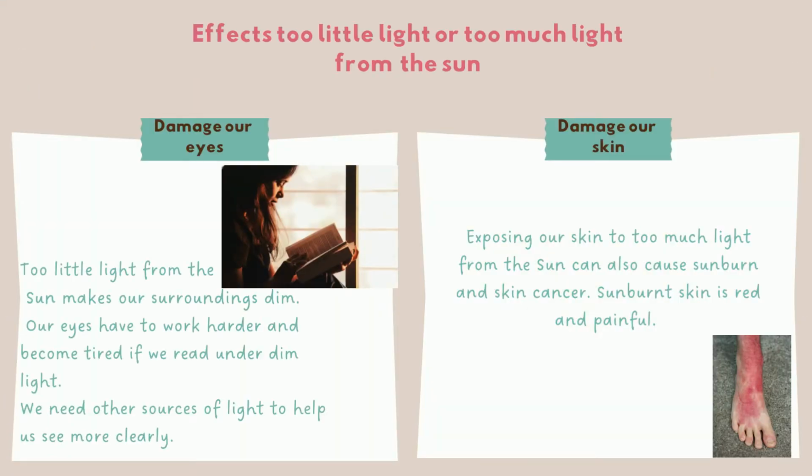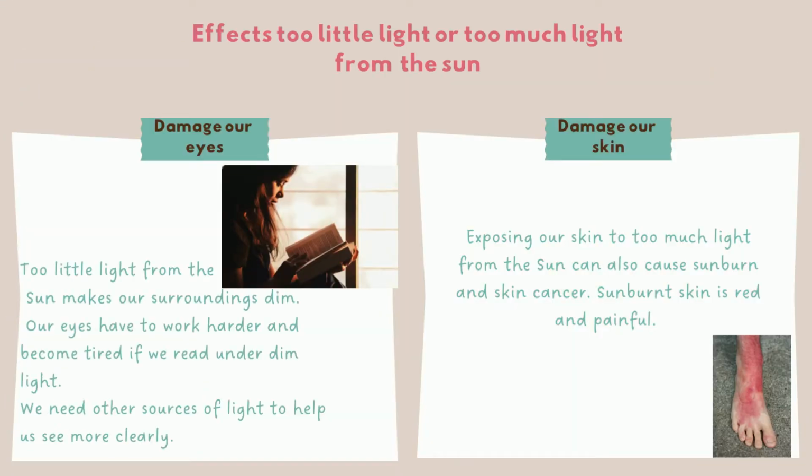Looking at the bright light from the sun can damage our eyes and cause blindness. So we shouldn't read under the dim light. Instead, we should read under bright light to protect our eyes.